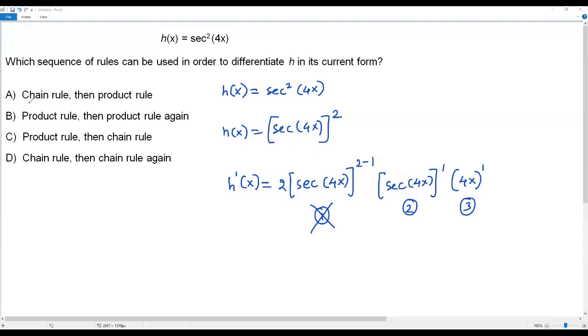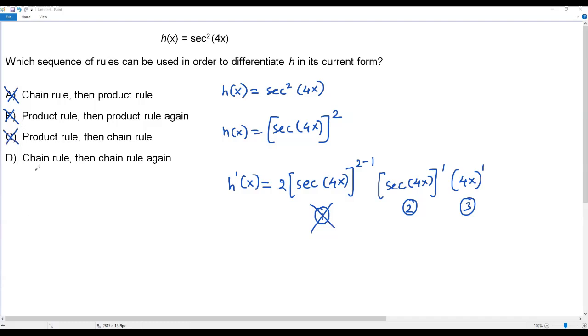Okay, now let's verify the given answer choices. In option A, we have chain rule, then product rule. So it's not true because in step 2 and step 3, in both steps, I used only the chain rule. I never used the product rule anywhere in this derivative. So we can reject option A. Option B, product rule, then product rule. We never used the product rule, so we can reject option B as well. Option C can also be rejected for the same reason, because option C says product rule then chain rule. We have never used a product rule, so we can reject option C as well.